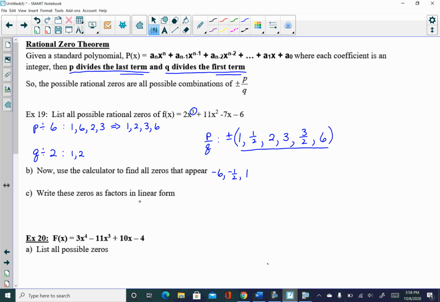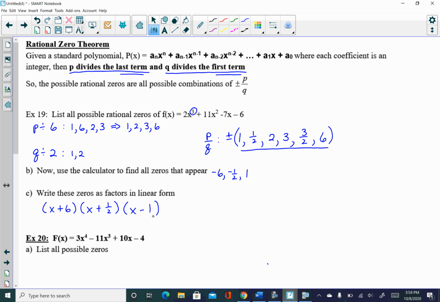Now it says write these zeros as factors in linear form. So if -6 is a 0, then its factor is x opposite, +6. If -1/2 is a 0, then opposite would be x + 1/2. And then lastly, if +1 is a 0, then its factor will be x - 1.